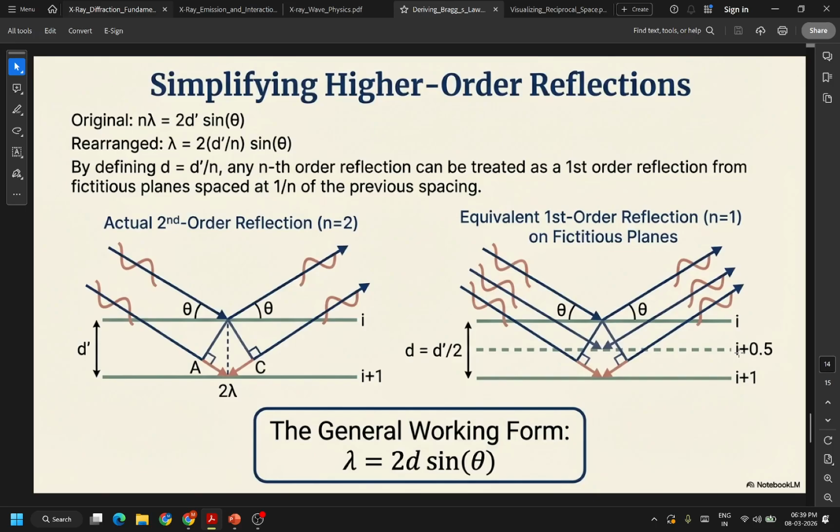Then there can be higher order reflections. So we have n lambda equals 2 d dash sine theta. If we rearrange it, we get lambda equals 2 d dash by n sine theta. So we define d equals d dash by n. So any nth order reflection can be treated as a first order reflection from fictitious planes spaced at 1 by n of the previous spacing.